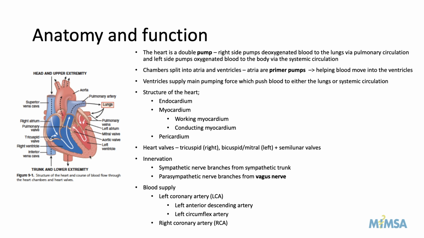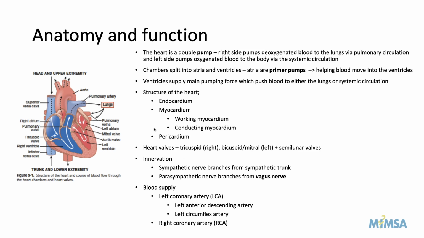Structure of the heart: you have three layers. The endocardium is the innermost layer. Then you have the myocardium, which is your actual cardiomyocytes and is split into two types. I'll talk about this later when we talk about contractility. You have the working myocardium, which is your contractile cells, the cells that contract to push the blood out. And you also have the conducting myocardium, which conducts electrical impulses around the heart, which Ashwin mentioned in his last lecture.